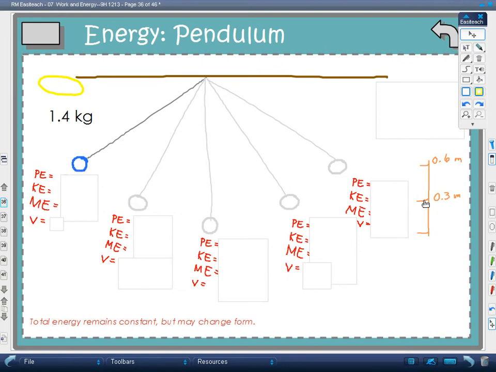noticing the heights and noticing that the beginning height, which is represented in blue, and the ending height are the same, and these two middle heights are the same, and they're halfway up, and this bottom height. And I want you to calculate the potential energy, kinetic energy, mechanical energy, and velocity for all 5 positions.